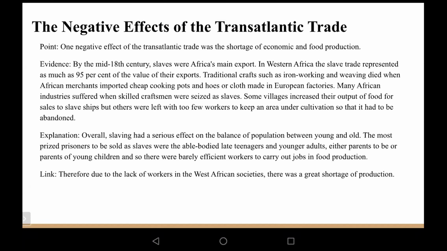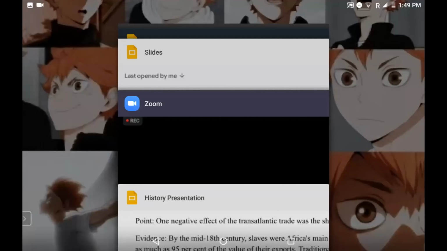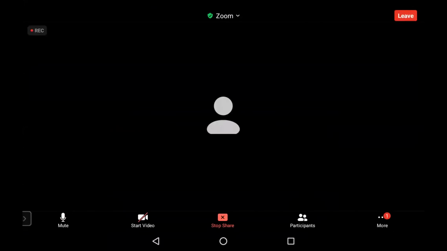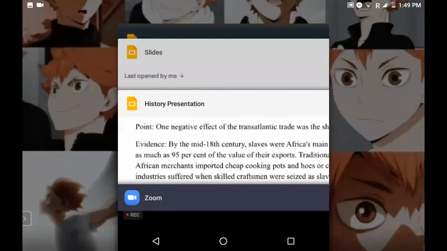Because you see right here where you have your explanation, you have a point about depopulation. Correct? Correct, ladies? Yes, sir. And so you don't want to be repeating yourself. So all you have to do is take what you have now as your evidence and put that as your explanation.